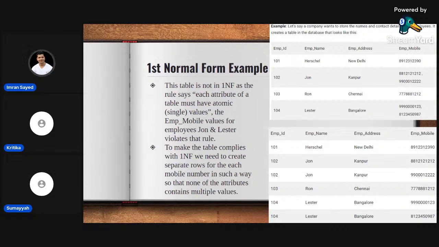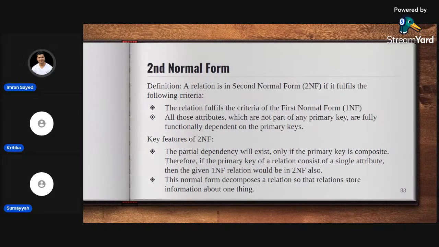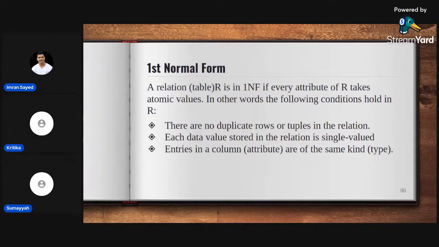So the three rules are that the values need to be atomic, which means single valued, not multi-valued. No duplicate rows. When we say duplicate rows, the name and everything could be the same, but it should not be exactly the same across all the data. Some data can be repeated. And the entries and the data type need to be the same for those attributes. Correct? Yeah. Okay, cool, fine.